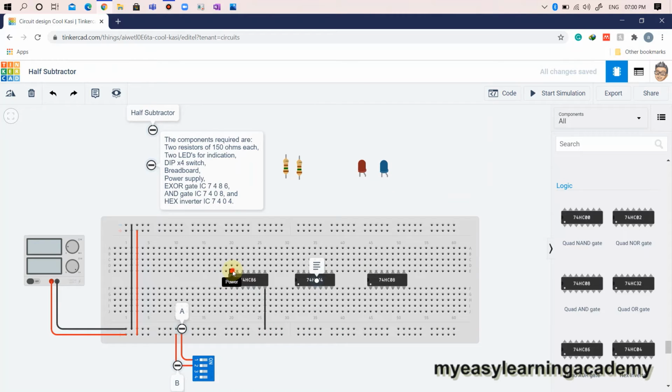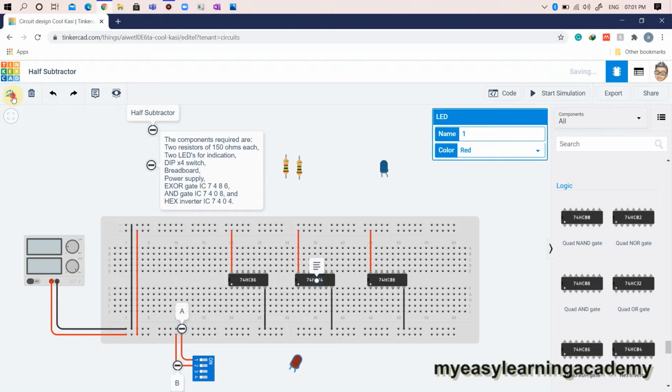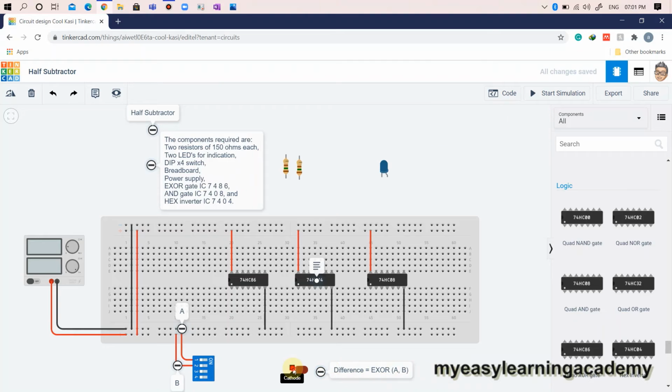Connect the VCC pin and ground pin of the IC to the respective power lines on the breadboard. The expression for difference output is D equals XOR of A and B. The inputs A and B are connected to the inputs 1A and 1B respectively of the XOR gate IC7486. The difference output is available at pin 1, is connected to the LED for indication.